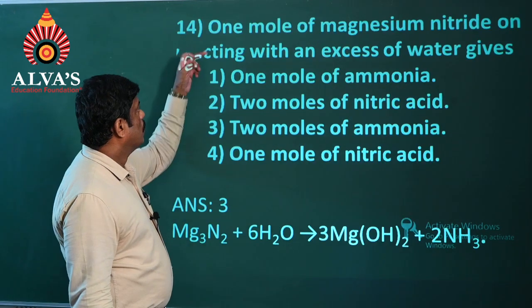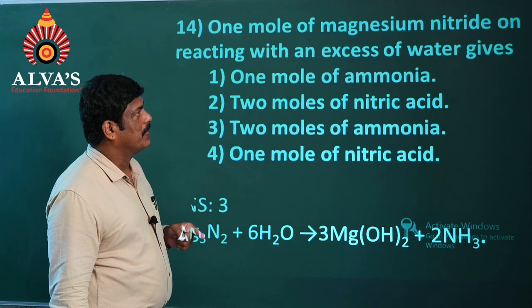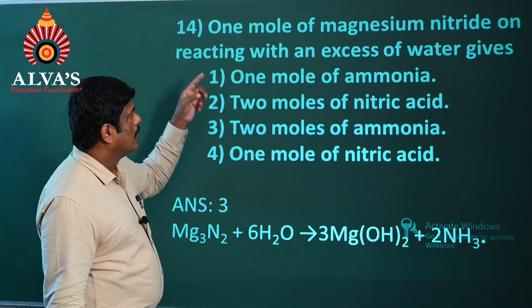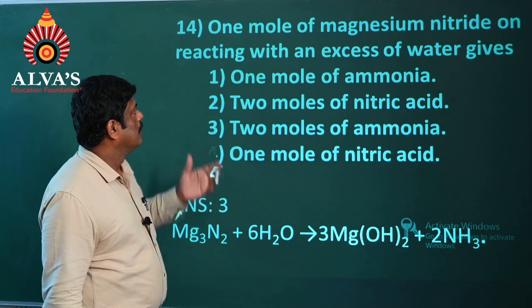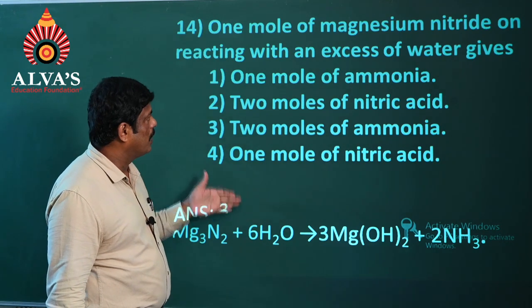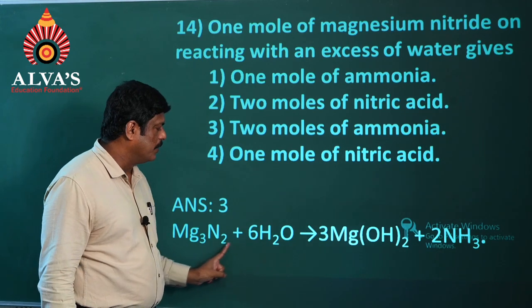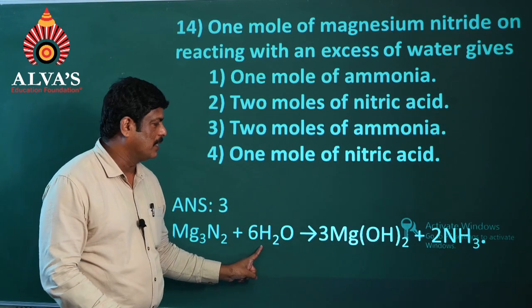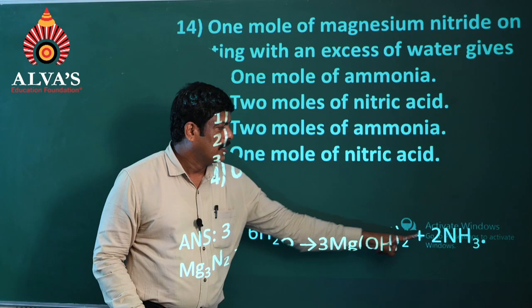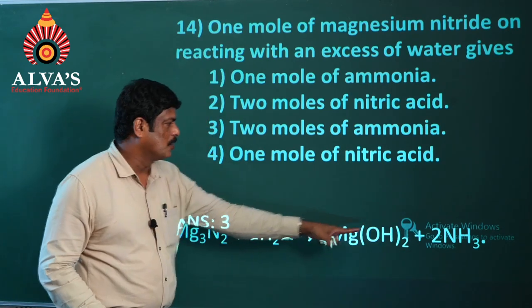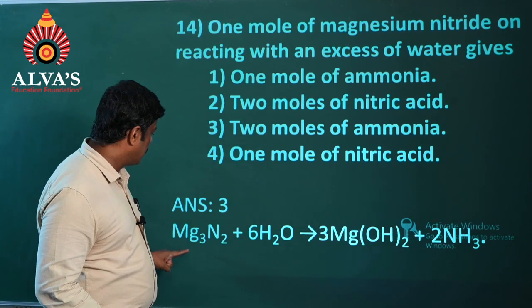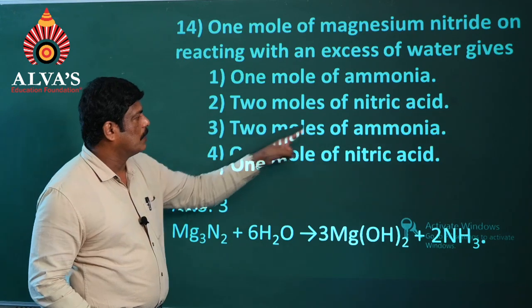14th question. 1 mole of magnesium nitride on reacting with an excess of water gives. See, just write the equation and you will come to know the answer. 1 mole of magnesium nitride, that is Mg3N2, when it reacts with excess of water, gives Mg(OH)2 and 2NH3 when it is balanced. So you will get 2NH3. Hence the option must be 2 moles of ammonia.